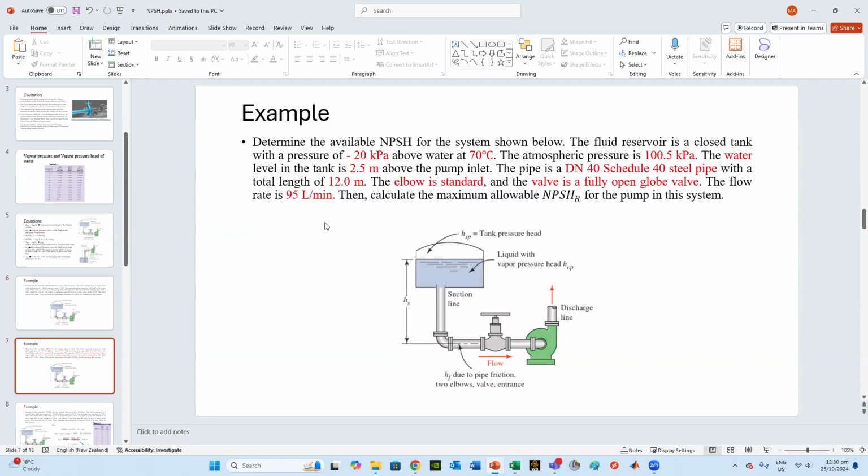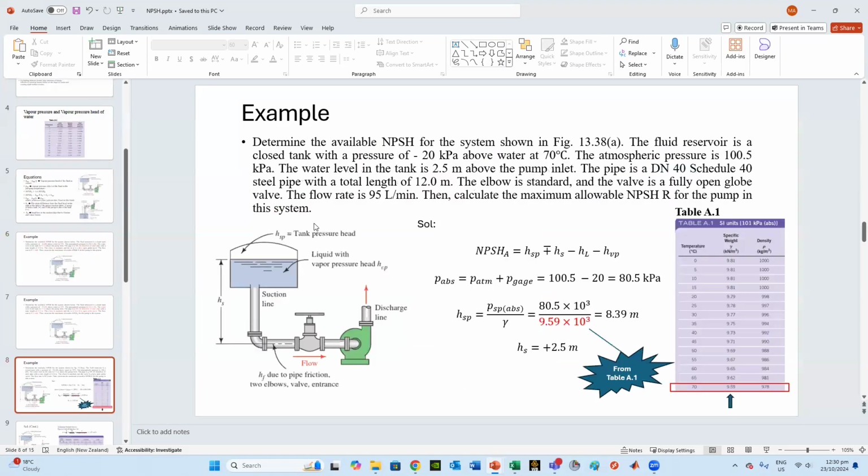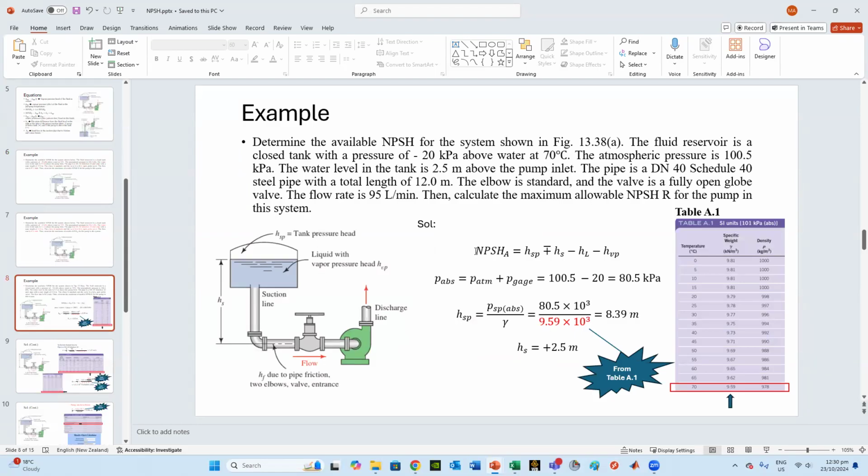So we highlight the information as you see here, the numbers given to us in the question. We write the general equation: net positive suction head available equals HSP plus or minus HS minus HL minus H vapor. To calculate the absolute value, you have the atmospheric plus the gauge. The gauge is in vacuum, so it would be minus 20 kilopascal, with the atmospheric pressure 100.5 kilopascal. The HSP here will be the absolute value we just calculated divided by gamma, the specific weight.